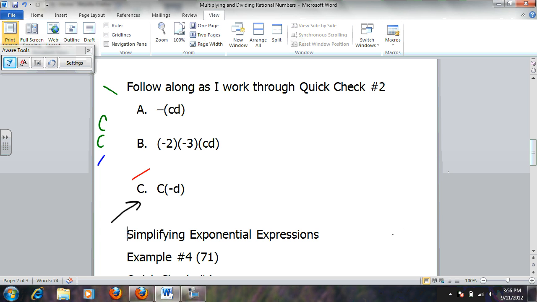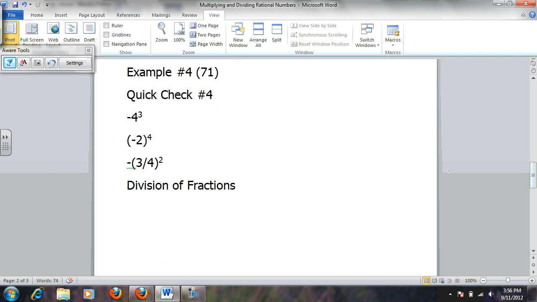Pause the video as I'm going to move on to simplifying exponential expressions. Example 4. It is important for you to note the difference in example 4 between this notation and this notation.